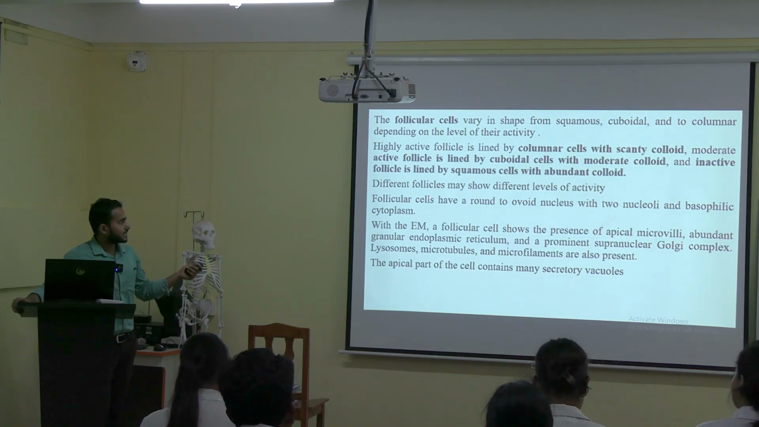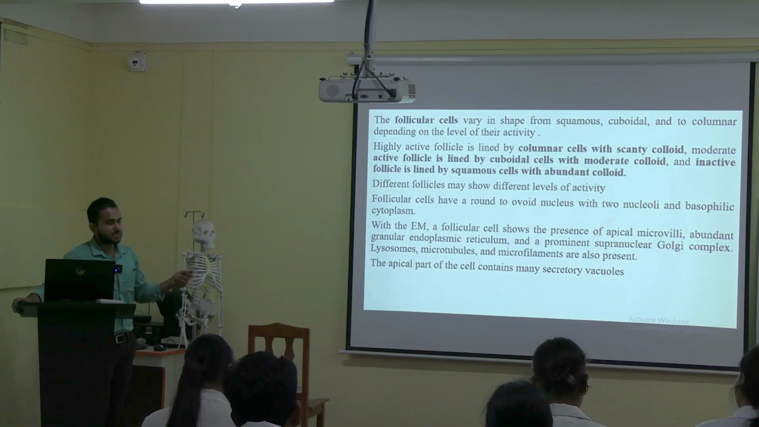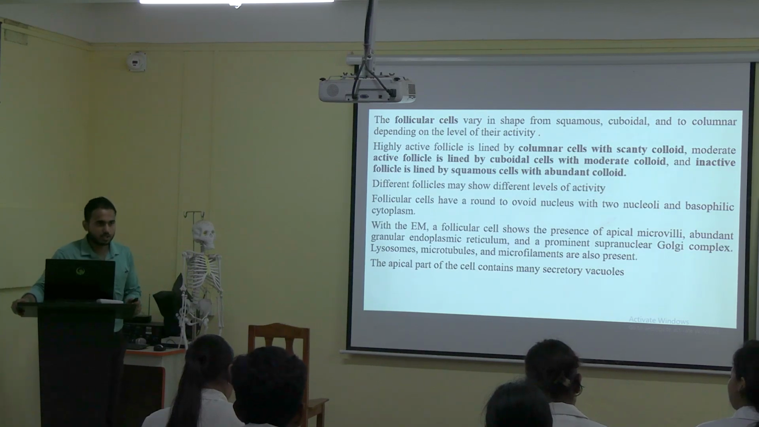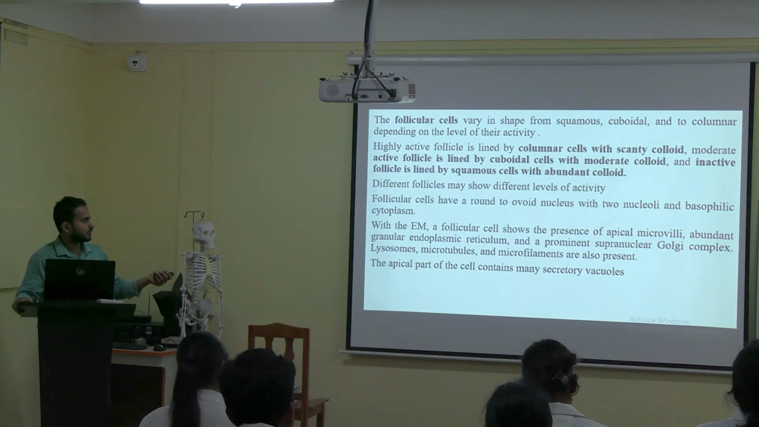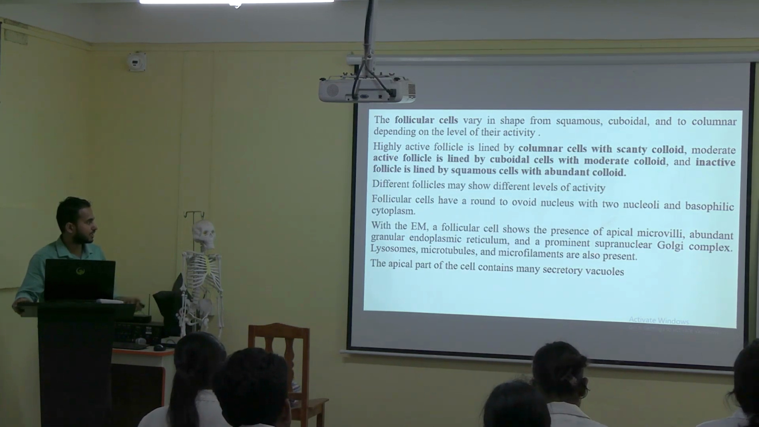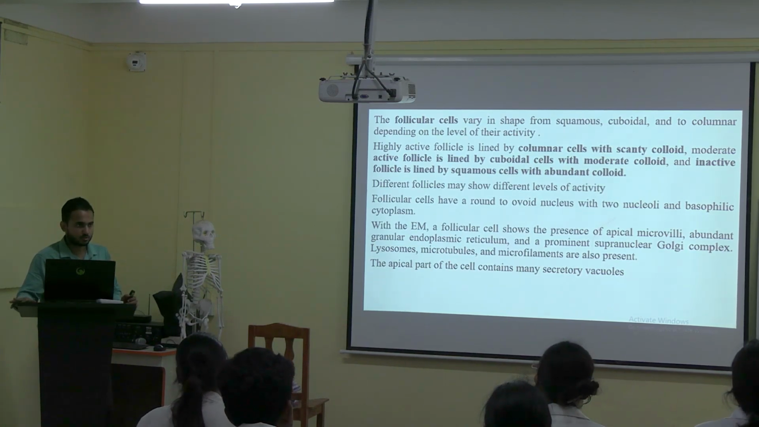Okay. So, follicular cells, I have already told you the identifying features of the follicular cell. When you see the follicular cell under electron microscope, apical microvilli are there, abundant granular ER, prominent supranuclear Golgi complex, microtubules, microfilaments, all those things can be seen in the EM structure. Okay.